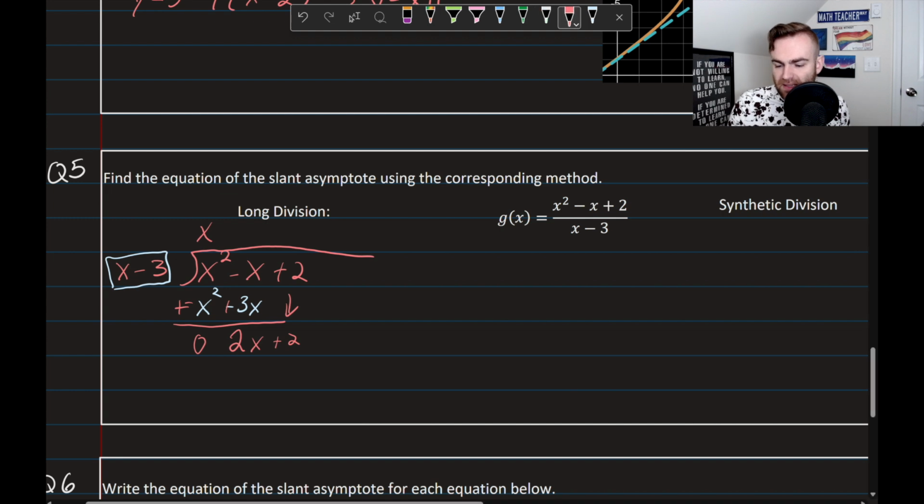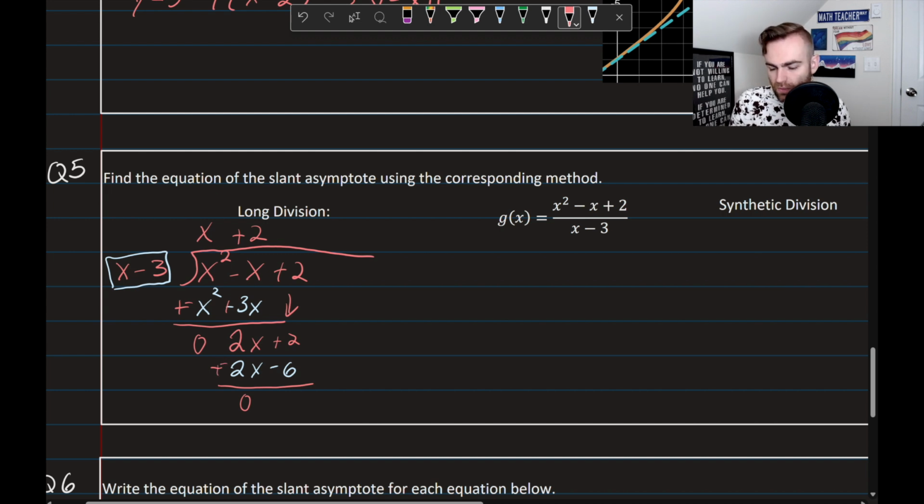Then we're going to do the exact same thing. How many times does x go into 2x? Well, it goes in there twice. We're going to distribute that, and we get 2x minus 6. And we're going to take that away. Well, 2x minus 2x is really nice. It's 0. We did that on purpose.